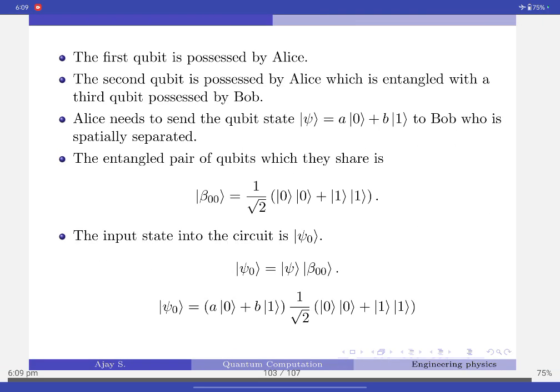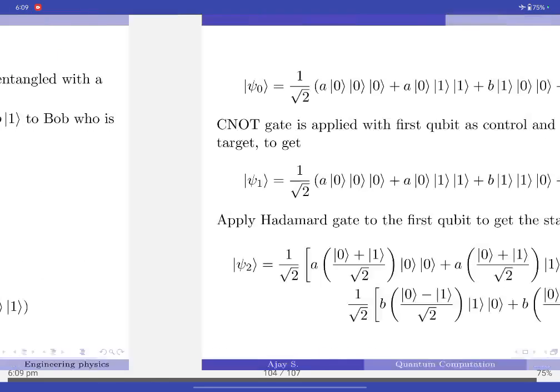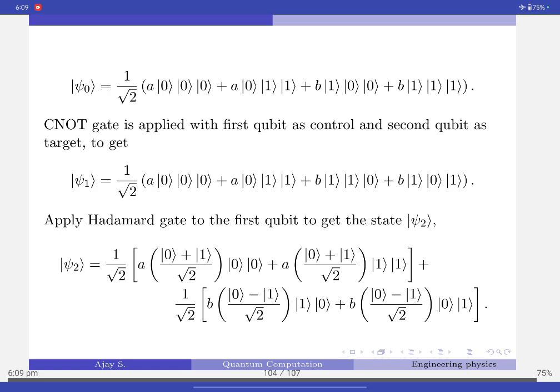Now going back to the diagram, once you have the state psi 0, the next operation to obtain the state psi 1 is to perform a C naught gate, with the first qubit being the control and the second being the target. So do a C naught transformation wherever necessary. Wherever the first qubit is 0, you don't have to do anything. Whenever the first qubit is 1, flip the second qubit. If it is 0, make it 1. If it is 1, make it 0. So this is the state psi 1.